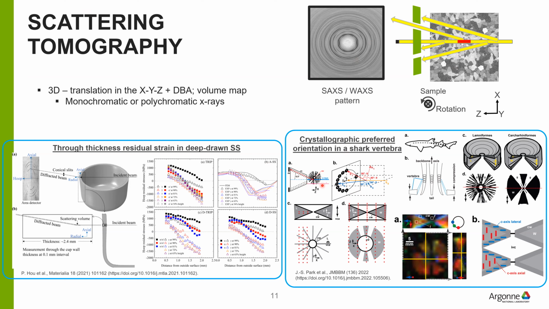the diffraction condition. In this case, what we were trying to study was a shark vertebra that, as you can imagine, as the shark swims along, undergoes very complex loading conditions. And we wanted to see if there is any crystallographic preferred orientation because of the evolutionary pressure and the physiological pressure applied because of the behavior of the animal.